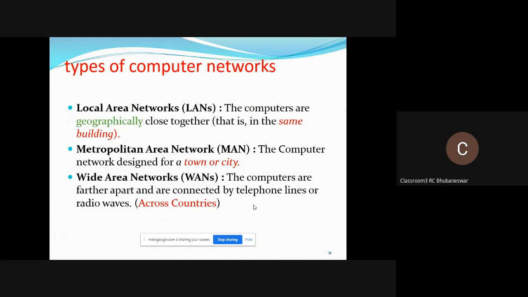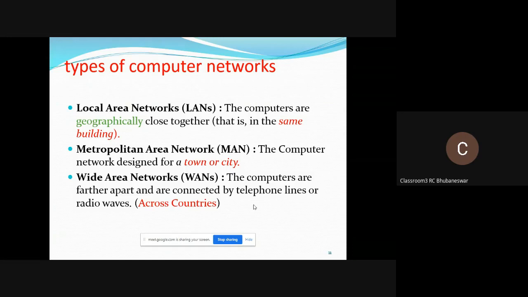And when it is within a town or a city, we say we are using the infrastructure of the metropolitan area network, MAN. Sometimes the hotel TV connections and broadband connections also use MAN infrastructure. And for the internet, we use the wide area network. These computers are further apart and connected by telephone lines or radio waves across the country or even intercontinental.